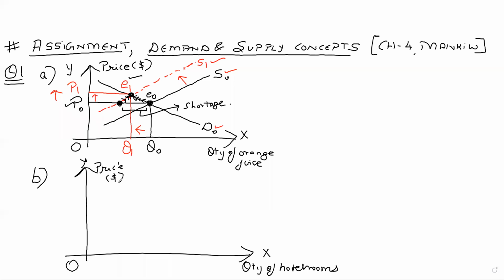So that means when the weather turns warm in New England, people would prefer to stay more there. As a result, their demand for hotel rooms in Caribbean resorts will fall. So this is going to cause the demand curve to shift to the left.